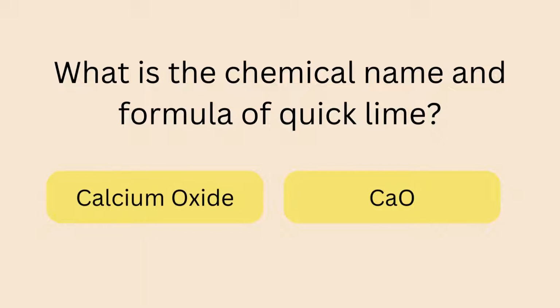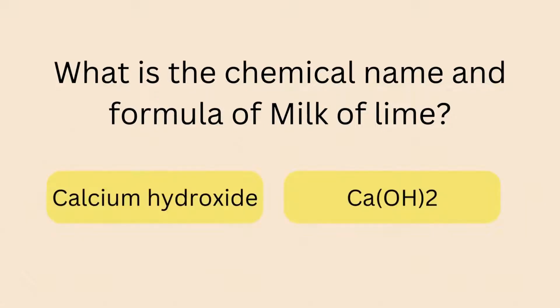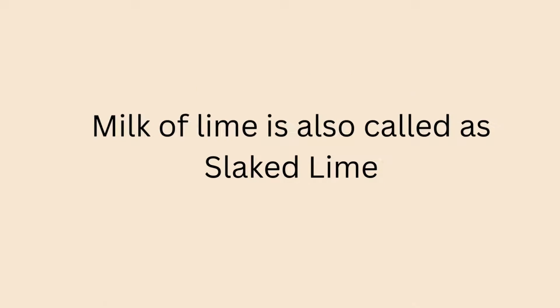Next one. What is the chemical name and formula of milk of lime? Answer is calcium hydroxide and the chemical formula of milk of lime is Ca(OH)2. So, quicklime is calcium oxide, milk of lime is calcium hydroxide. Okay, and this milk of lime is also called slaked lime. So the chemical name and formula of slaked lime is also calcium hydroxide. Okay, let's move to the next one.